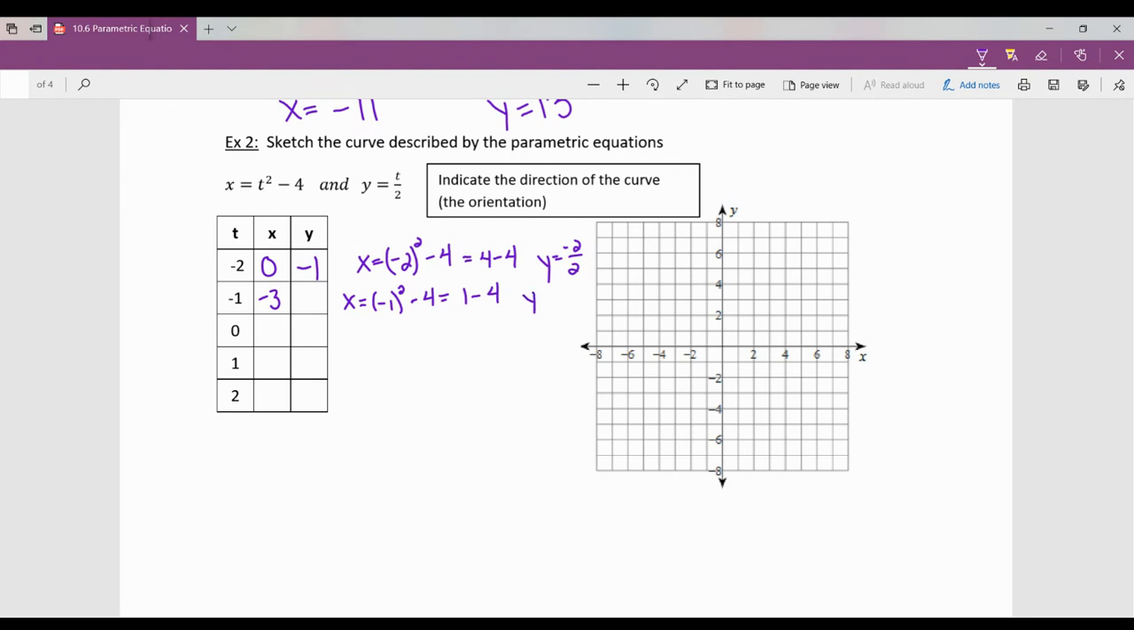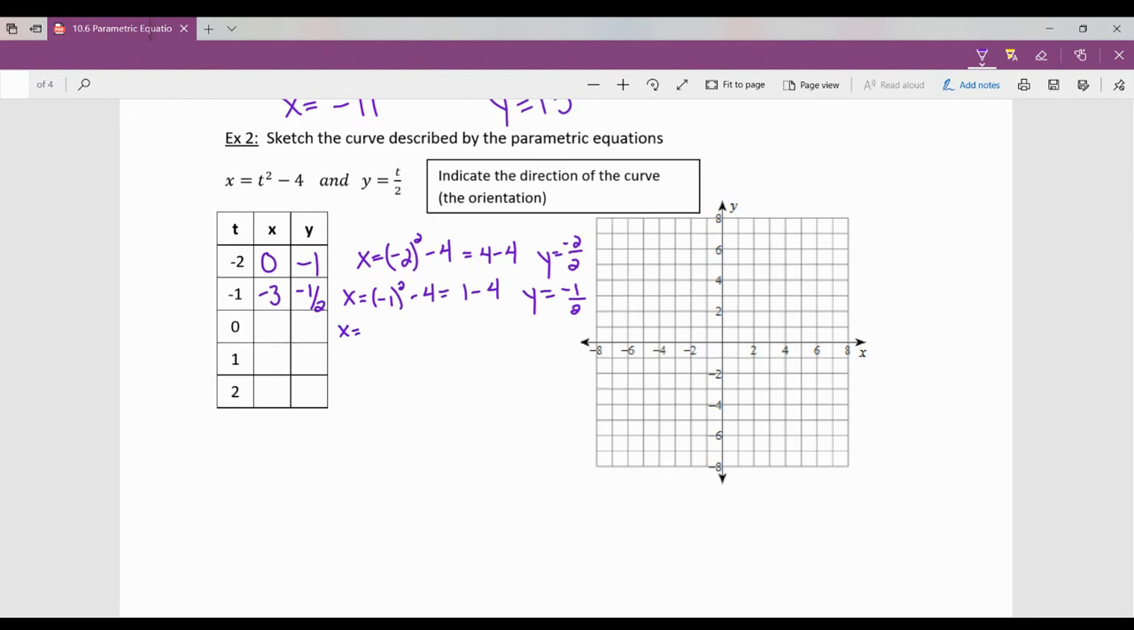And then my y is negative 1 over 2, so negative 1/2. All right, my next one, we've got x is equal to 0 squared minus 4. So we've got 0 minus 4. So that's negative 4, comma, plugging in y is equal to 0 over 2, so 0. And then I go ahead with my next one, x equals 1 squared minus 4. So that's 1 minus 4, that's negative 3, comma, y is equal to 1 over 2, so 1/2.